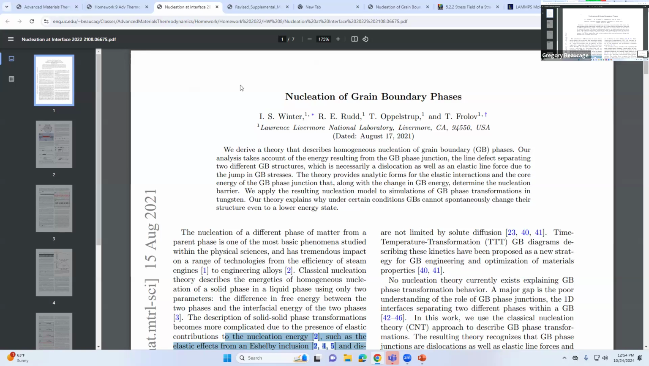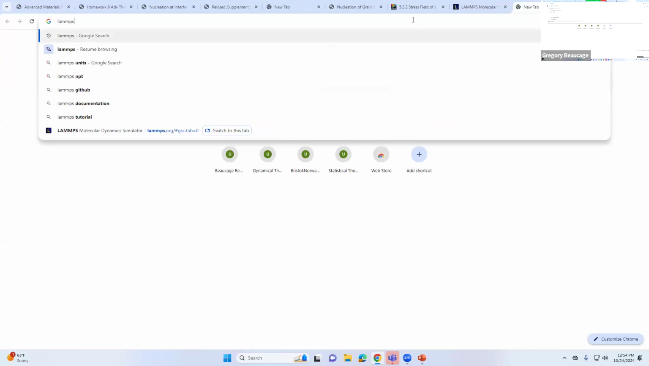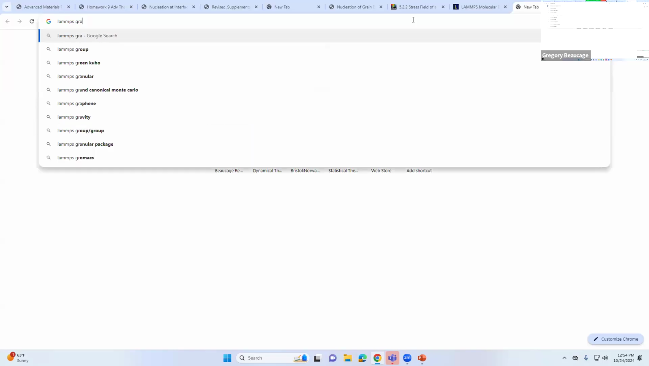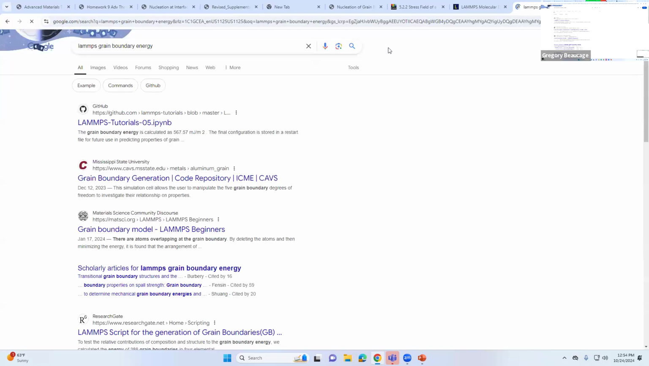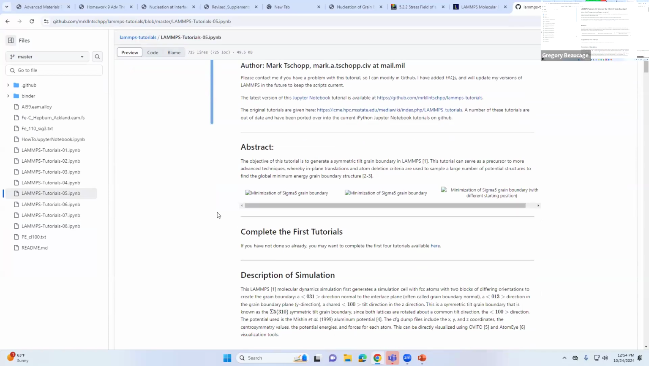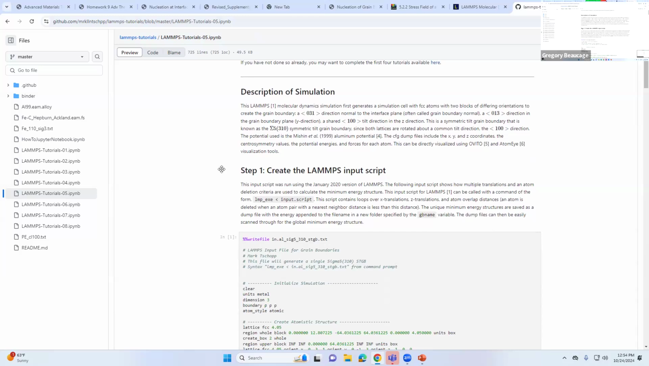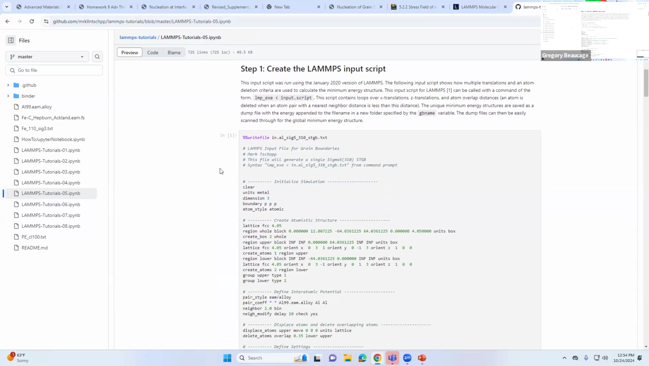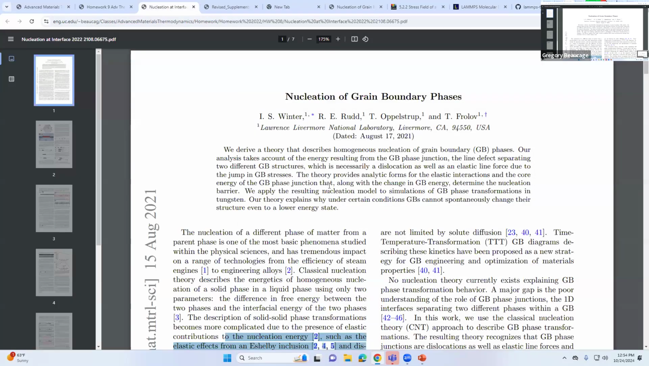Like if you just searched for LAMMPS and grain boundary energy, something like that, you'd probably find a LAMMPS tutorial on grain boundary energy. It has the code. It'll step you through how to do it. It might take you a couple of weeks, but basically you could do this yourself with no problem. Everything's free. It'll come out with something like what he's got.